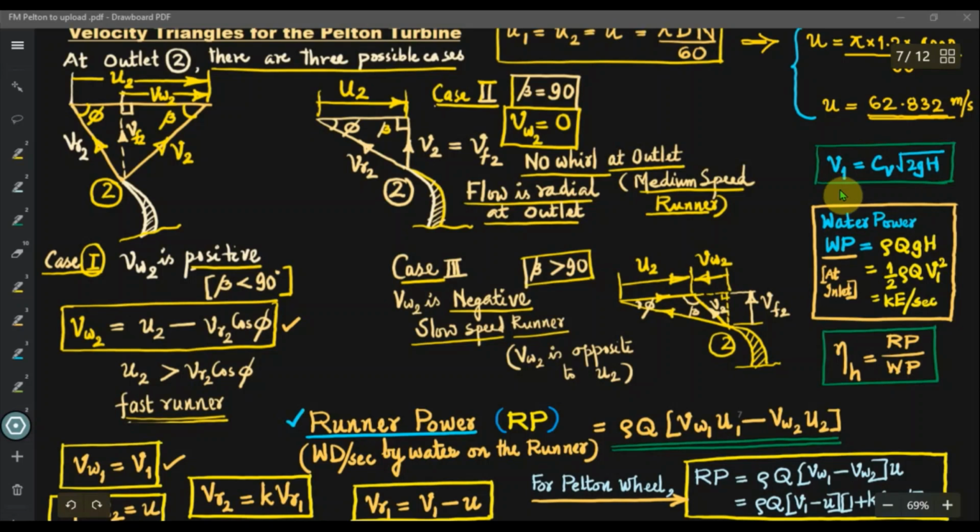So here the tangential velocity of the wheel, we got 62.832 meter per second. Now the velocity of the jet. How do we find out the velocity of jet? That is V1 given by Cv into root of 2gh.